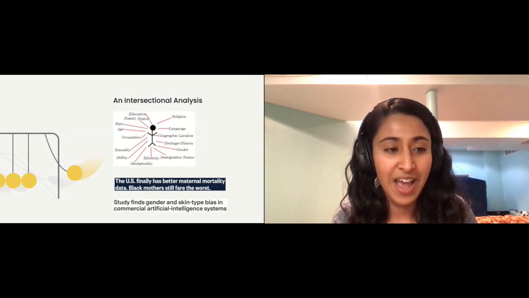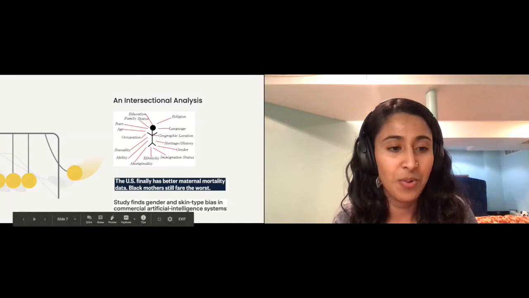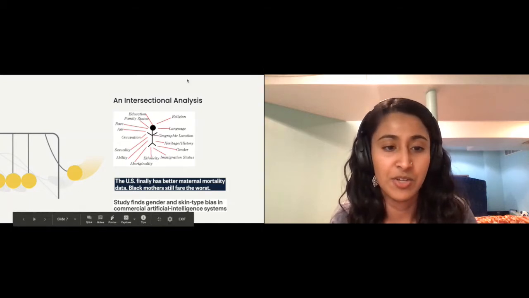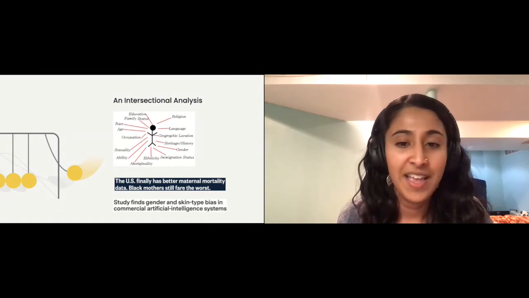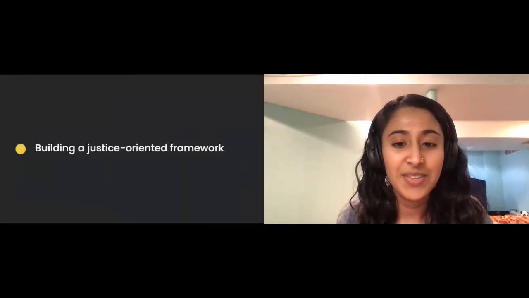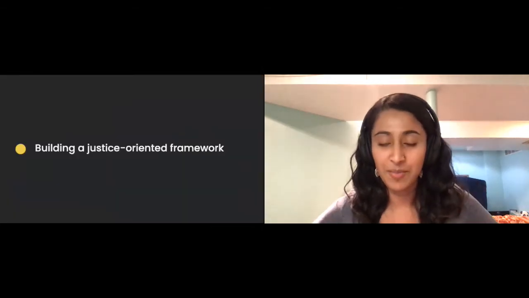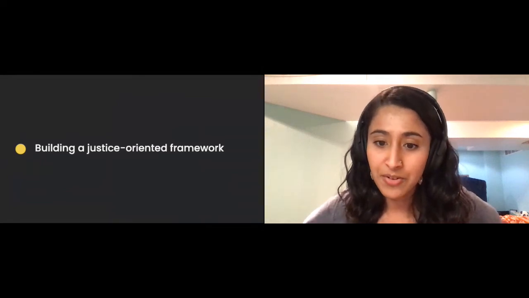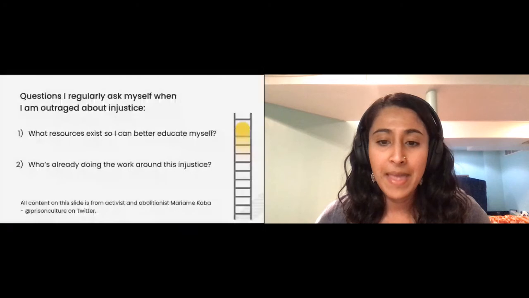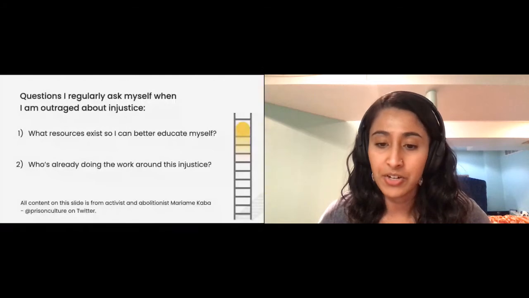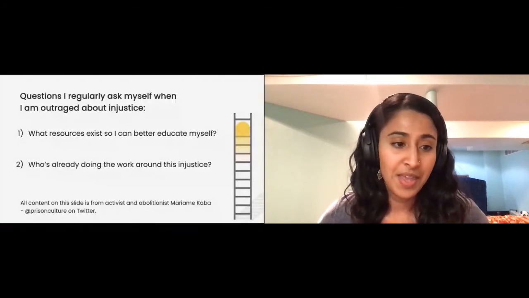So now that we are equipped with some of these fundamentals, we can go into seeing what we can do when we are outraged by some injustice and want to do something but are not sure what. So the content on this slide is from Miriam Kaba, who is a pretty well-known abolitionist, activist, and educator. And she has this list of questions that you can ask yourself when you find yourself really passionate about some inequality or injustice and want to figure out what to do.